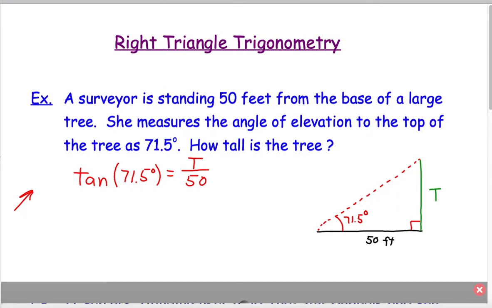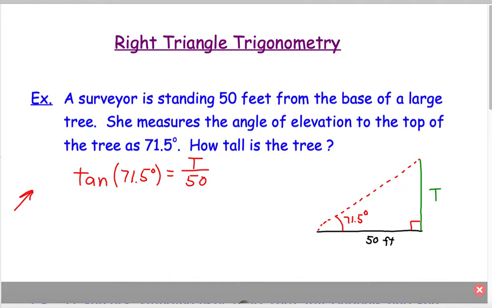Had I given you the equation like, I don't know, 4 equals T over 50, I think everybody would be able to solve that. You'd multiply both sides by 50. That's the opposite of divide by 50. That reduces to 1. So now we have T alone on this side, and then we multiply those and get our answer. So the same idea here. The only problem is we don't know what the tangent of 71.5 is. That's not one of the angles on our unit circle.